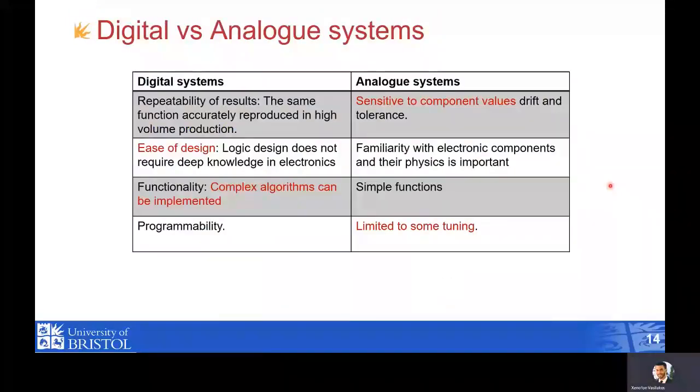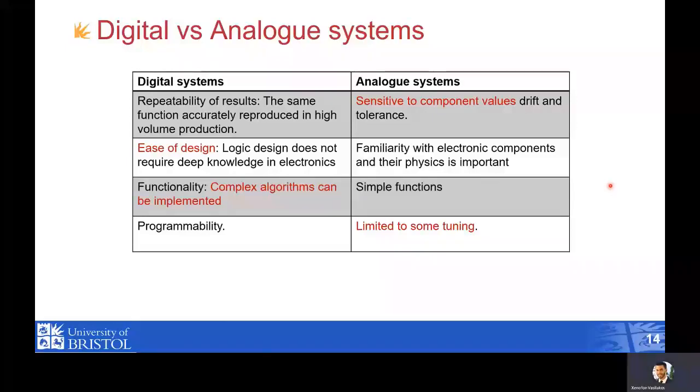Now, concluding this asynchronous video, I would like to summarize the main differences between digital systems and analog systems. In digital systems, you got repeatability of results, as we've seen. Same input will always result in the same output. Unlike that, in analog systems, this is not guaranteed, because analog systems are sensitive to component values and therefore drift and tolerance.